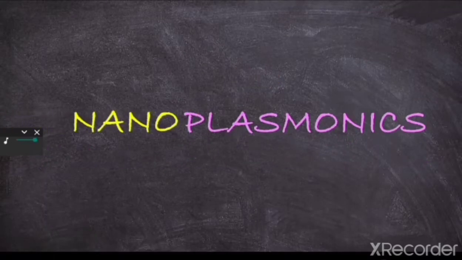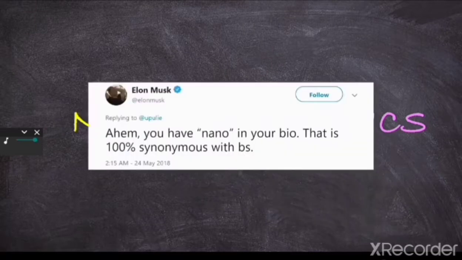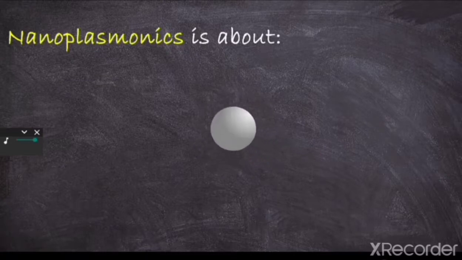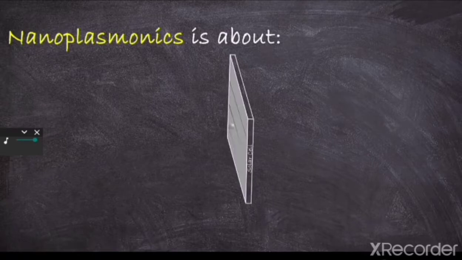You throw the term nano in front of a word, half of people are going to be very excited about it, and the other half are going to pull an Elon Musk and roll their eyes. While nanoplasmonics as a field is about using teeny metallic particles, like little spheres of gold or copper, to dramatically enhance the interaction between light and matter.